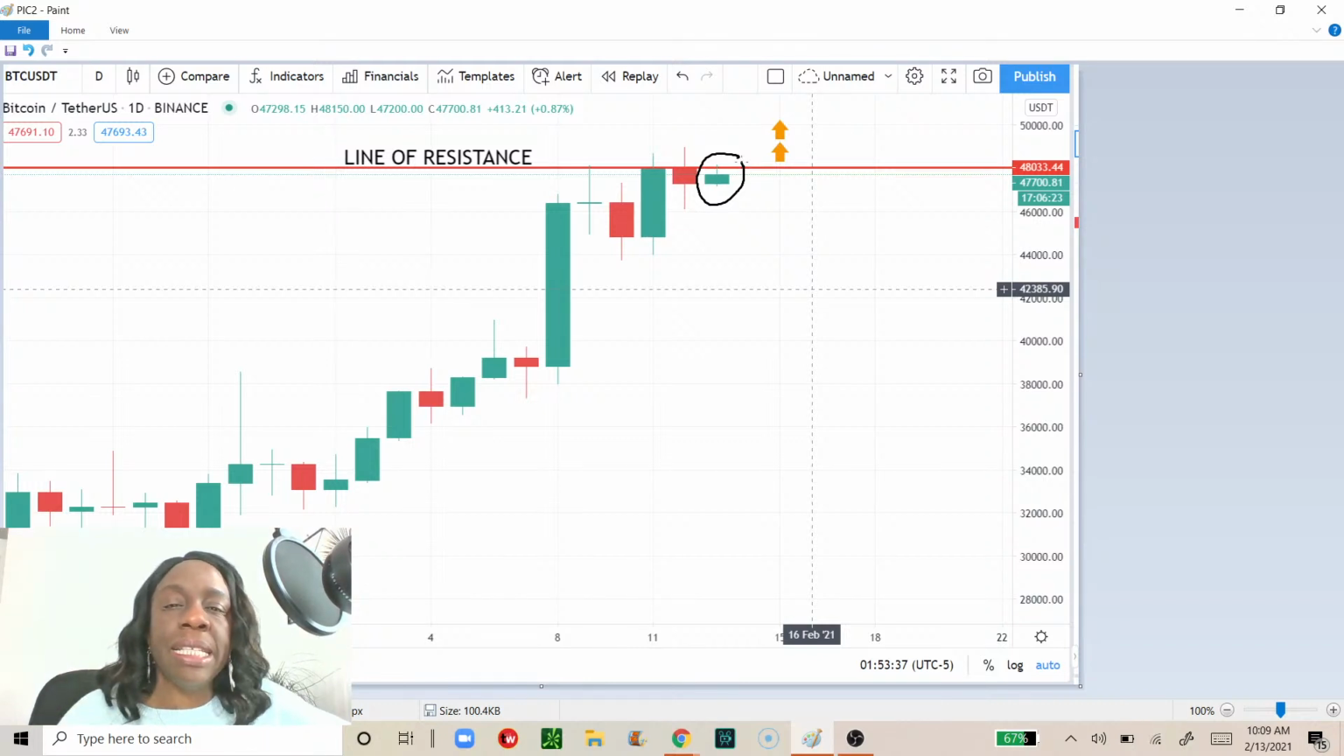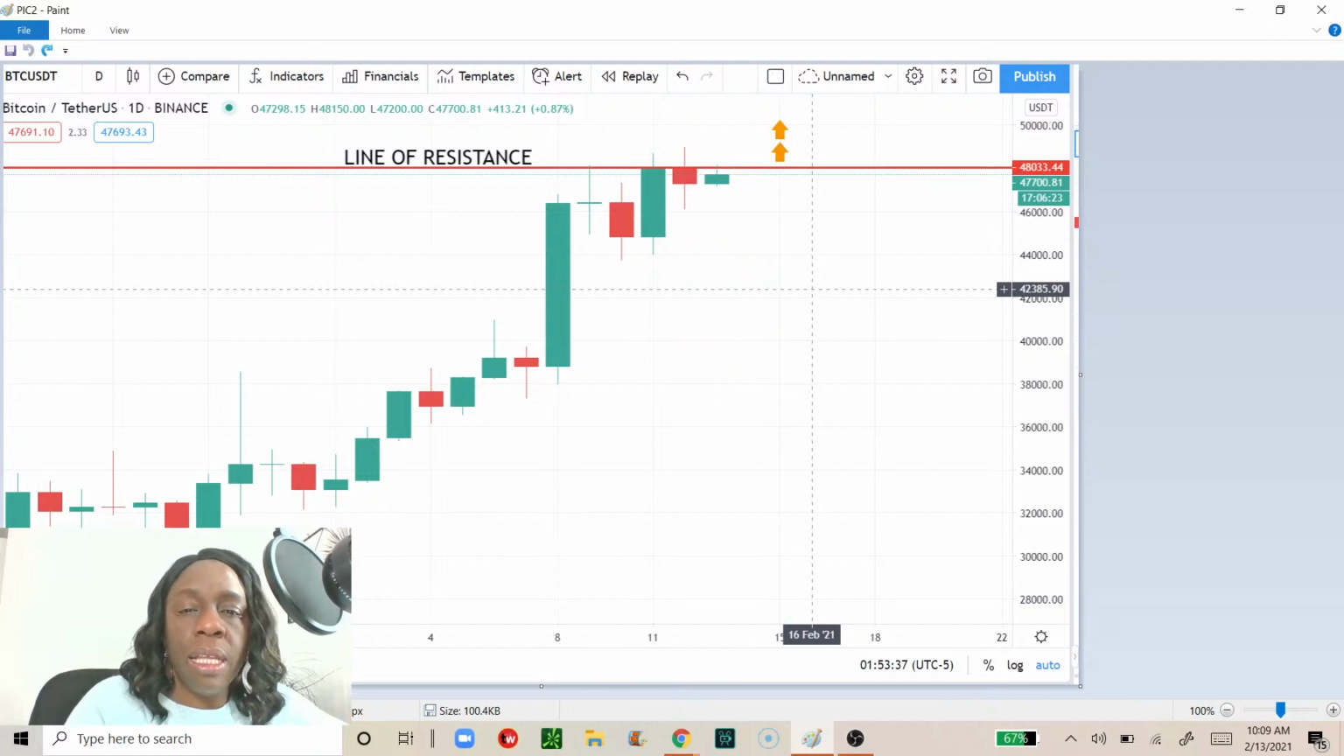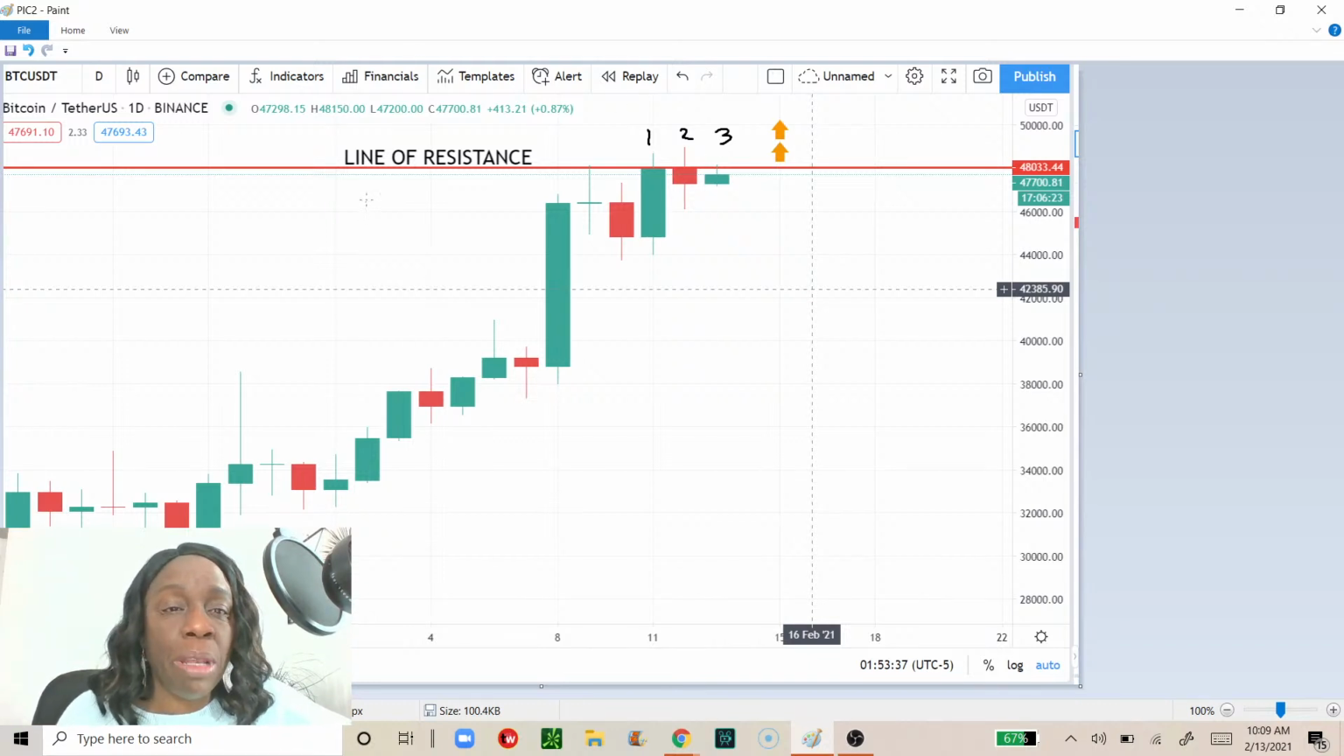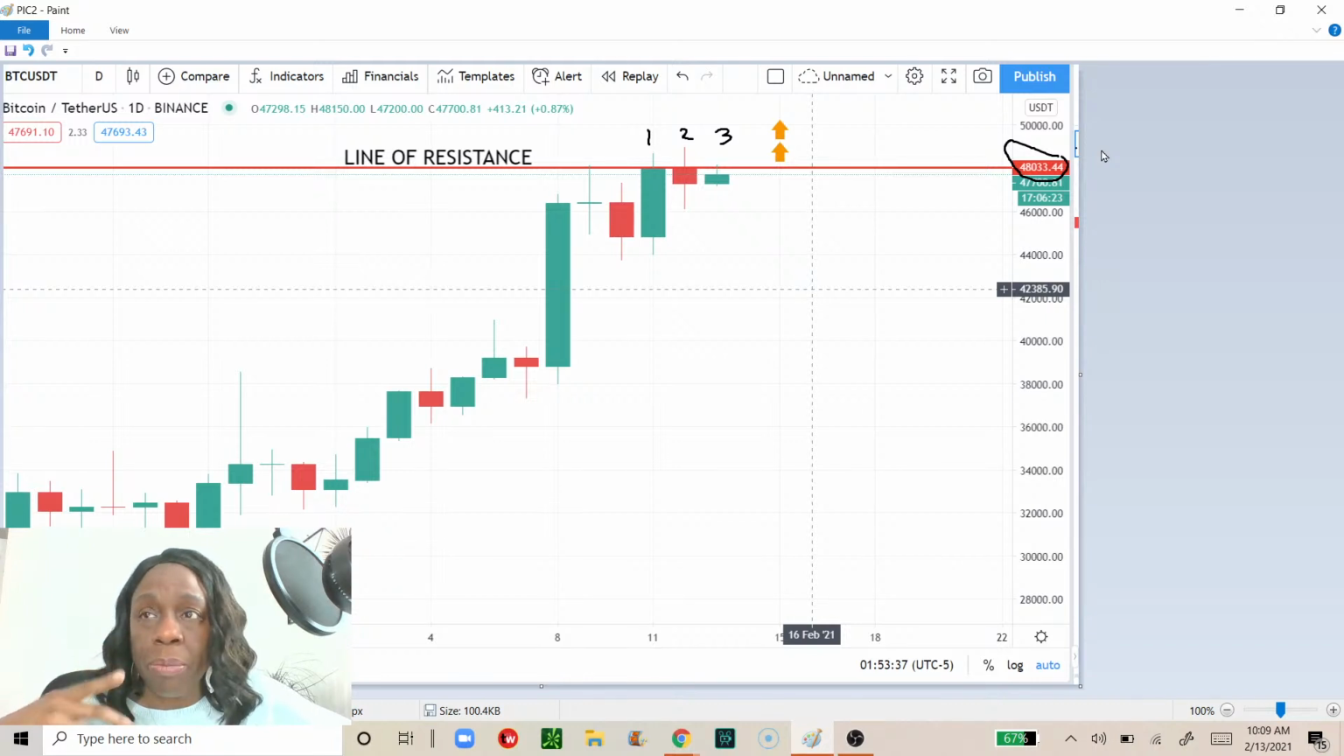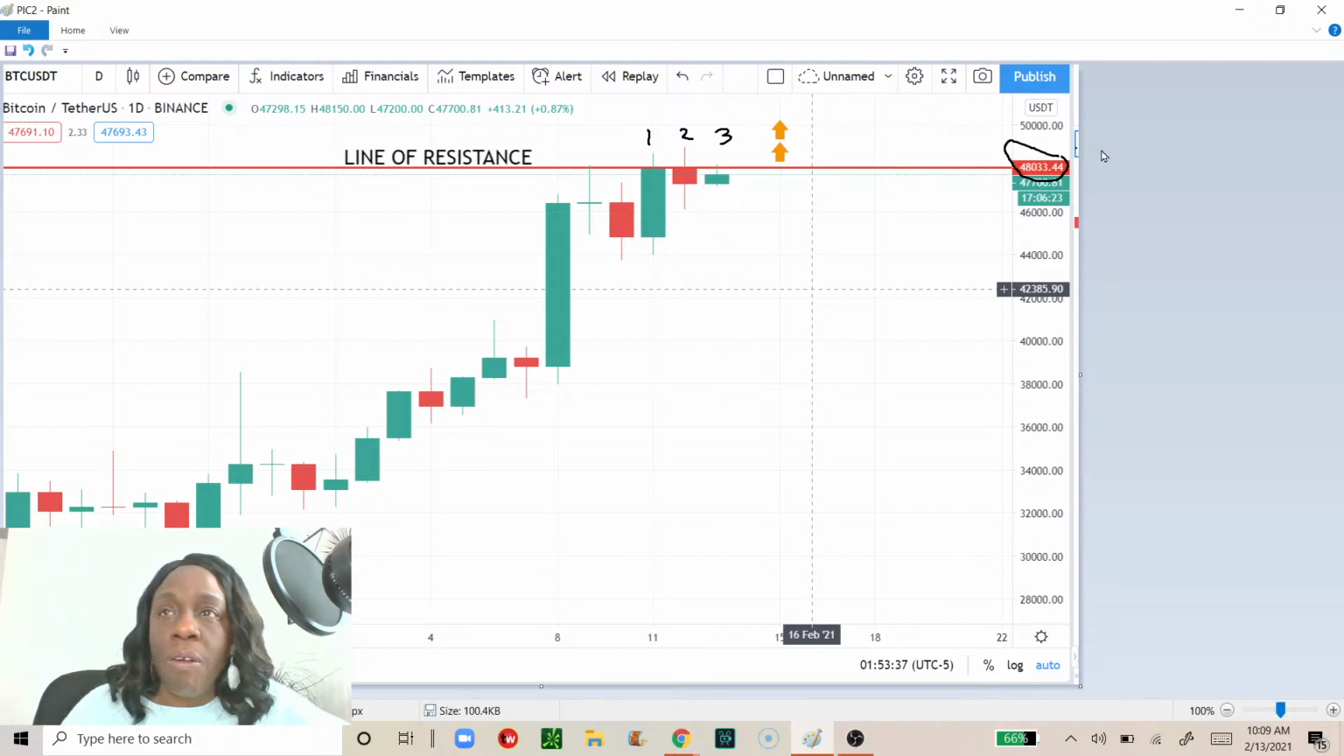And the point is, for the last 3 days, 1, 2, 3, price action has been trying to get above the line of resistance. And that line of resistance, or price of resistance, if you scoot to the right here, is $48,330. So Bitcoin has been trying to get past the $48,000 price point, but there's an obvious line of resistance.